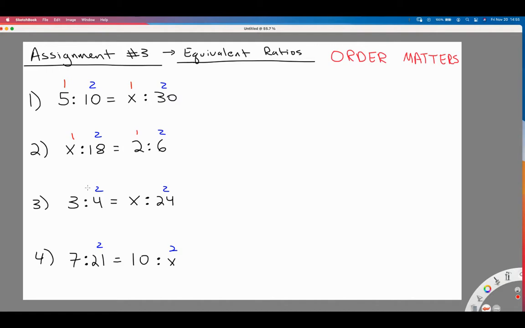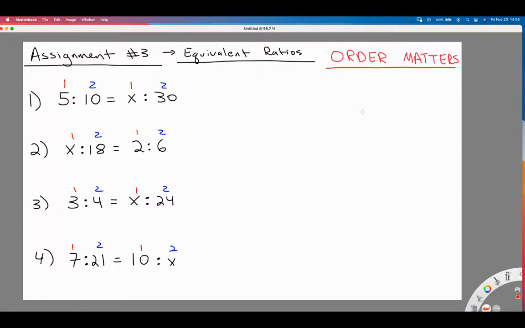So let's label all of the terms here so we can take a look. We have our first terms, which come first, and then our second terms. And then in our other ratio, we have our first terms and our second terms. So that's the terminology that I'm going to be using as we go about some of these examples. And the order matters, meaning our first terms have a relationship and our second terms have a relationship. And it's actually the same relationship. We'll talk about that in just a second.